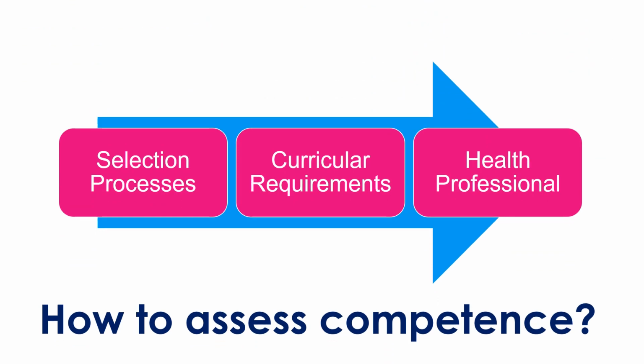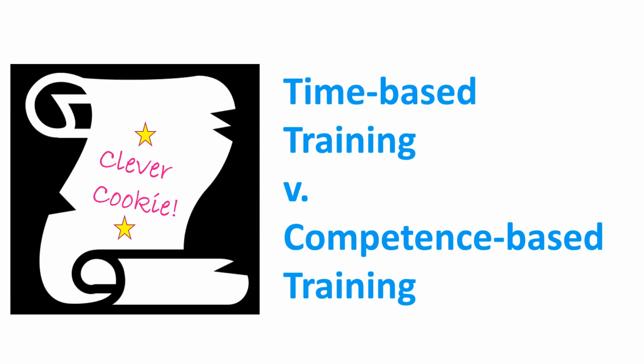So far, we have looked at selection processes for entry to health professional courses. Once the students achieve the curricular learning outcomes and requirements, they graduate as health professionals. So, how is competence of health professionals assessed? The commonest models of training used are time-based training and competence-based training. Time-based training is based on completion of a required duration of study, but there is no comprehensive assessment of competence at the end of it. This model relies on the necessary competence having developed over the specified period of time.